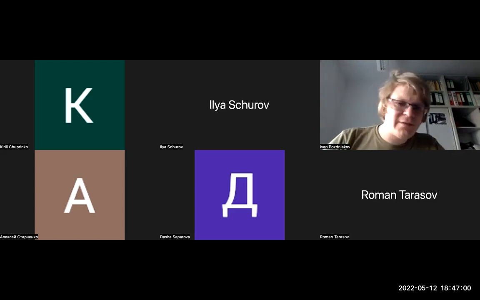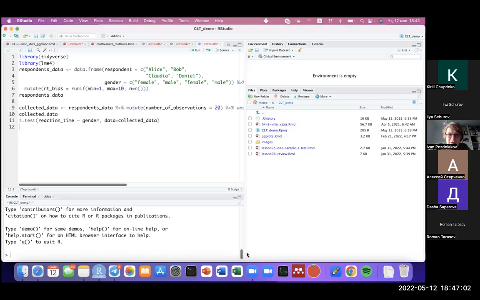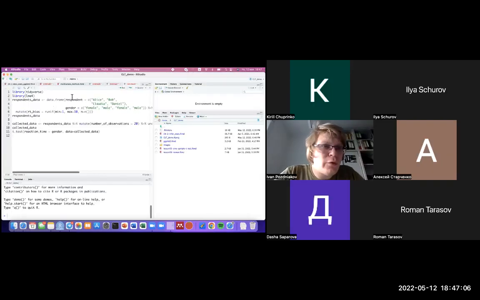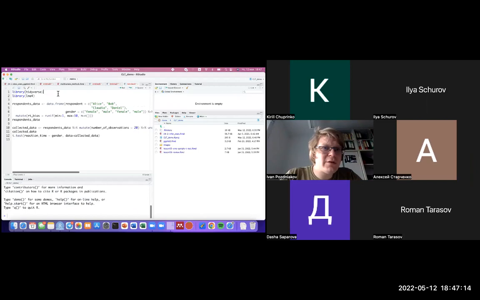All right, let's continue. So today we are going to learn how to do linear mixed effects model analysis in R. And let's first start with uploading packages. So as usual, we use tidyverse.